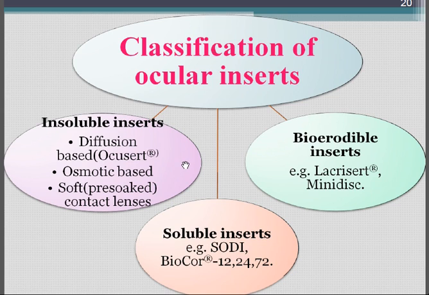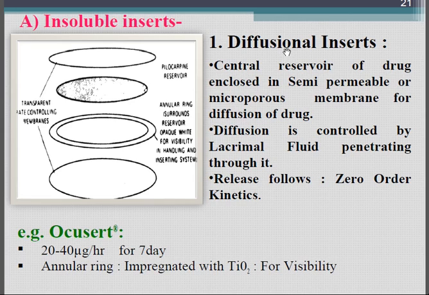So they will ask classification for ocular inserts, write a note on mini disc, write a note on Lacrisert, SODI, or contact lens or Ocusert. So like that they will ask. Okay, important thing here. So insoluble inserts. The first one is diffusion insert or Ocusert.